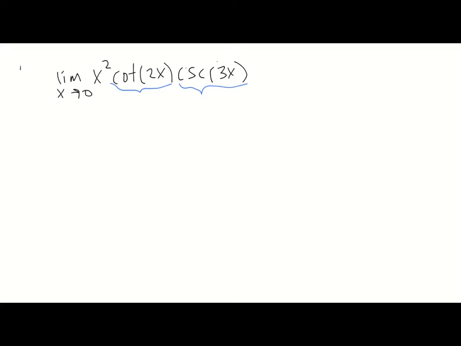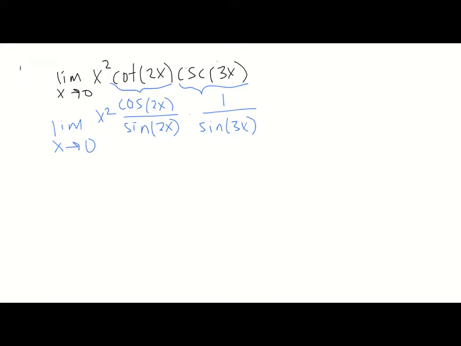So I would rewrite cotangent of 2x as, well, that's cosine over sine, so that would be cosine 2x over sine 2x. And then cosecant is 1 over sine, so times 1 over sine of 3x. And then we have this x squared in front, limit as x goes to 0. Okay, so now we've substituted the pieces that we know more of how to deal with.